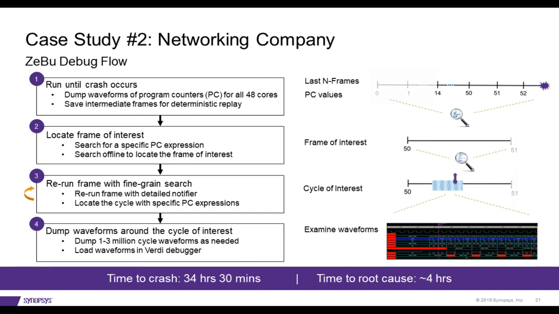So let's quickly review the flow that we put in place. We enabled the record, replay, and save and restore technology, so that when the failure happens, we need not start from time 0. These are the save states that are shown here. Also along with that, we enabled dump of the program counter for all of the cores, and this was being done at speed, infinite depth, and no impact on throughput.